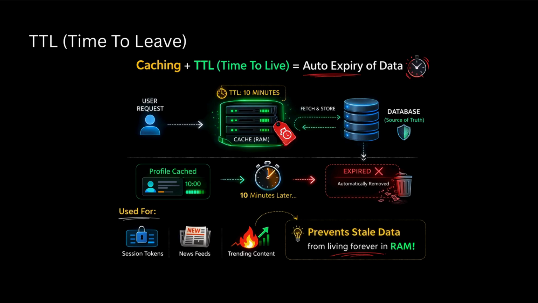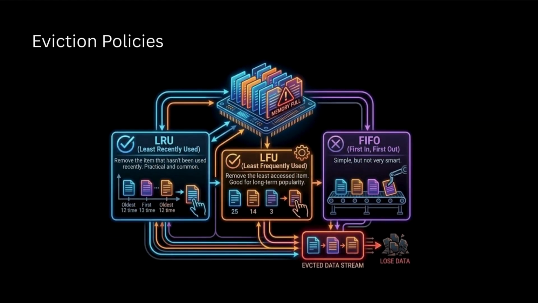When space is gone and new data needs to come in, the system has to make a tough choice about who to kick out. And that's where we come to the eviction policies. So when memory is full, something must go. We have three methods for that.